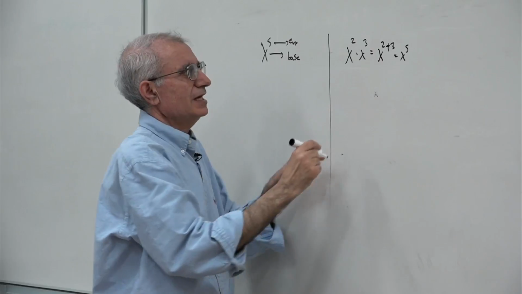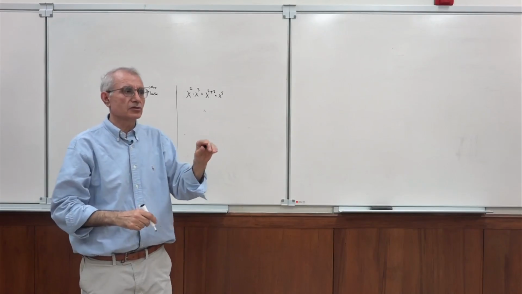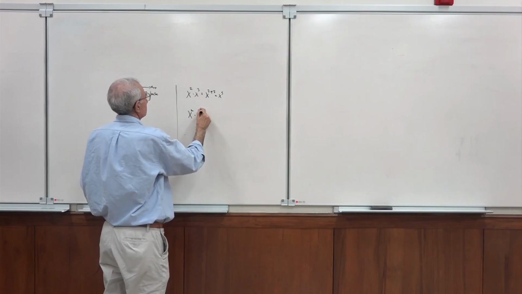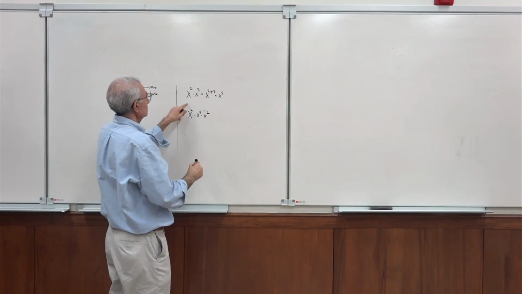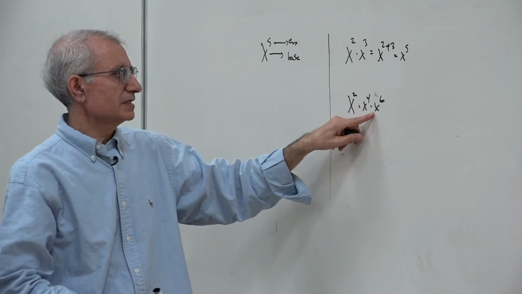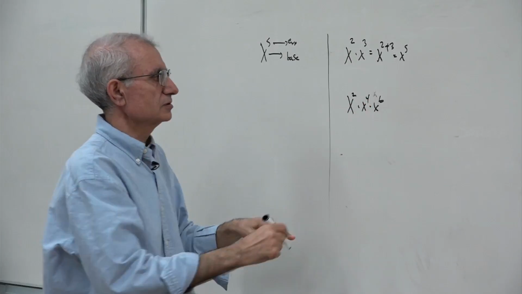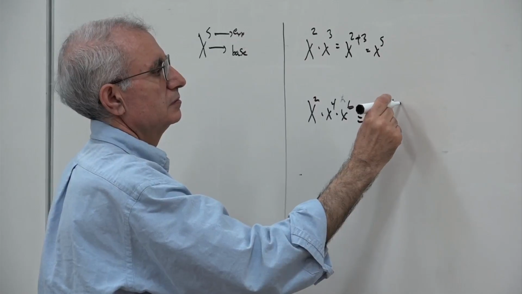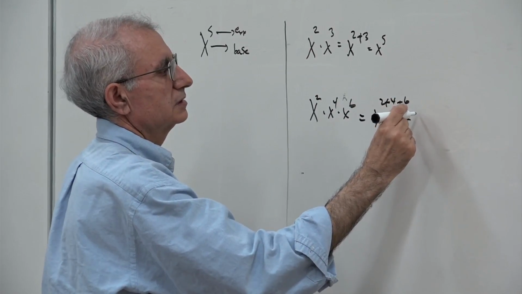But I don't have to have just 2. I can have many of them in a row. So I might have something like x squared times x to the 4 times x to the 6. The rule is still applicable because when multiplying and the bases are the same, you add exponents. So that will be x to the 2 plus 4 plus 6, which is x to the 12.